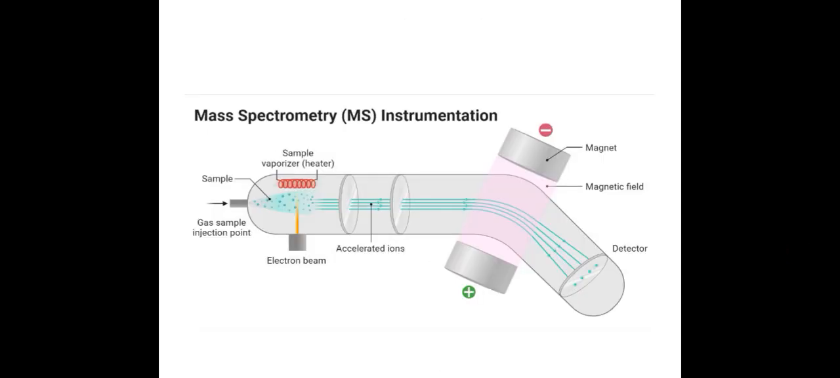Mass spectrometry, MS instrumentation. The sample is introduced at the gas sample injection point, and then sample vaporization happens in the sample vaporizer heater. An electron beam is applied, and then the accelerated ions are passed into the magnetic field, and later the detector detects them.